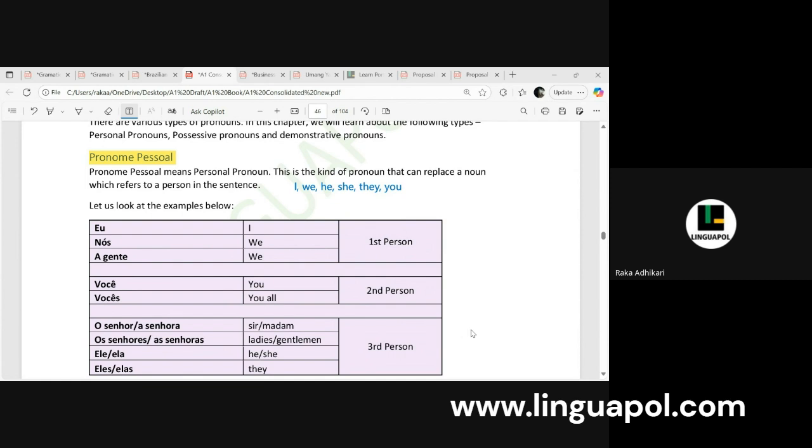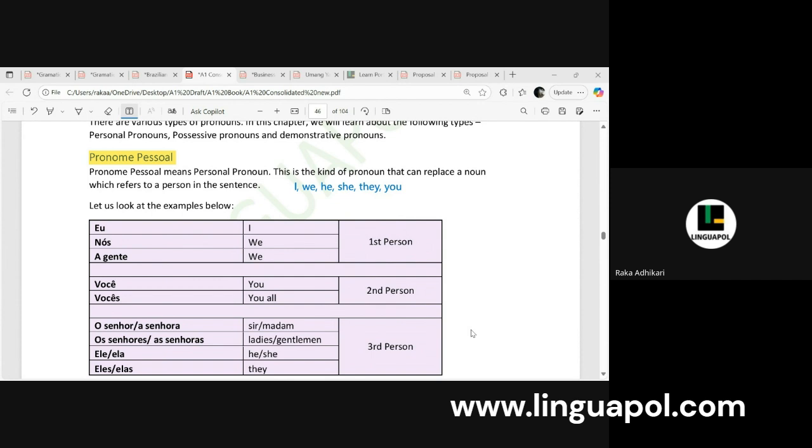Then, if in a communication I am speaking to you, the speaker is first person, the listener is second person. So you and you all. You in singular, अगर मैं एक ही person से बात कर रही हूँ तो you. अगर मैं आप सब से बात कर रही हूँ तो you all. तो you singular है, you all plural है. ये दोनों आपके second person है. जिनसे बात करी जा रही है वो सेकेंड पर्सन.